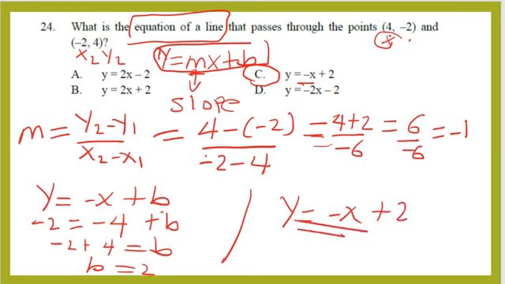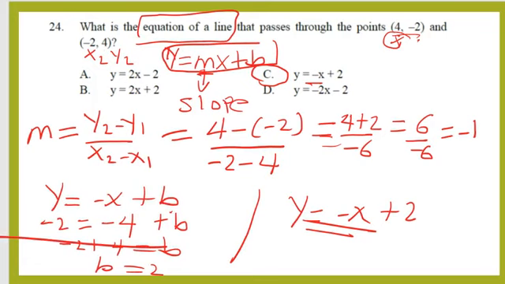So the answer will be C. That is correct. So the answer will be C. By the way, I take here negative 4 comma negative 2 in place of x and y here. We can take the second point also, and you can check it. The same result you'll get. The value of b will be the same. That is question number 24.